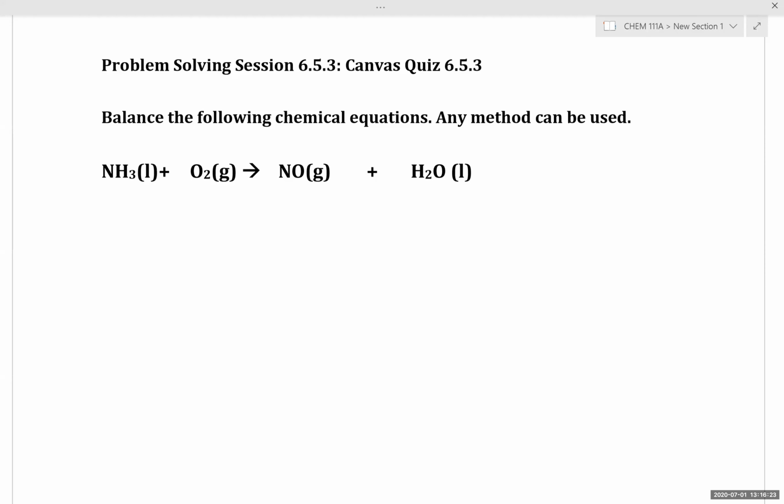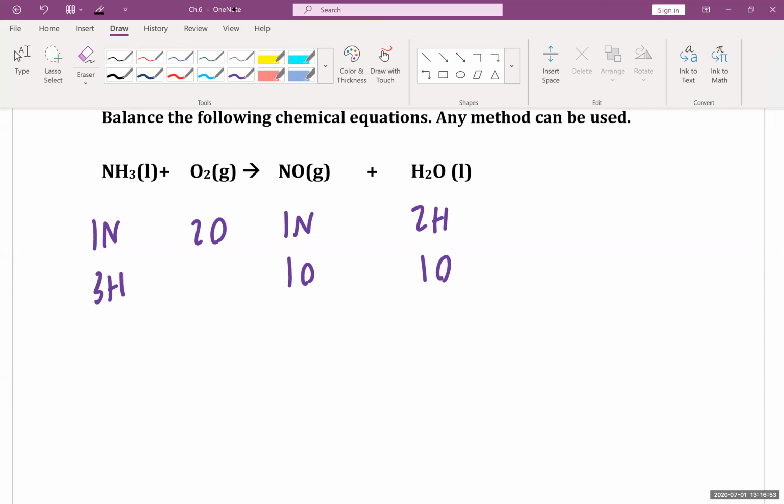Okay, so let's discuss this example. In this case, let's first make a tally of the atoms of each element. So we have 1 nitrogen and 3 hydrogen. We have 2 oxygen atoms. On the right-hand side, we have 1 nitrogen and 1 oxygen in nitrogen monoxide, and 2 hydrogens and 1 oxygen in water.